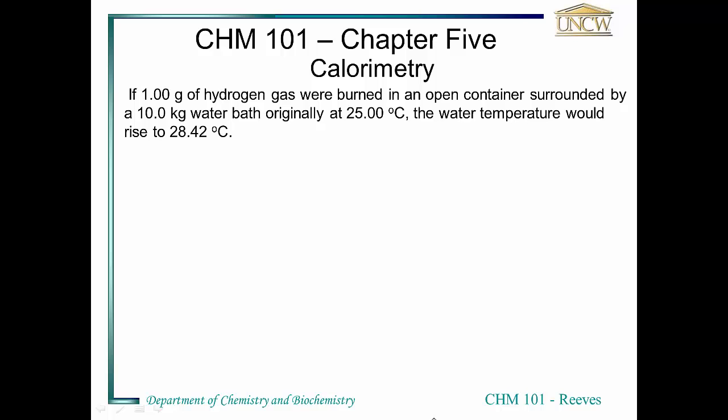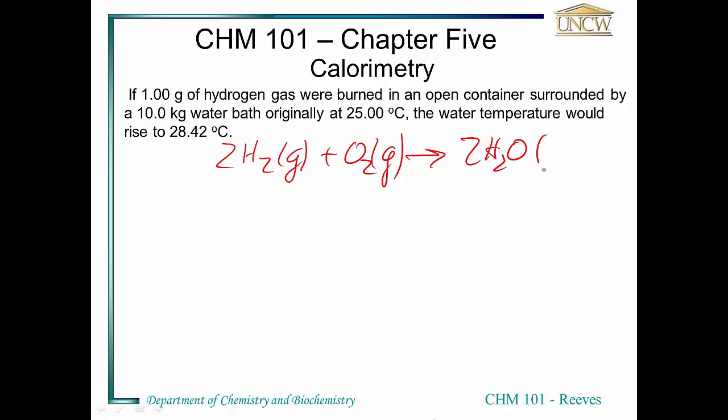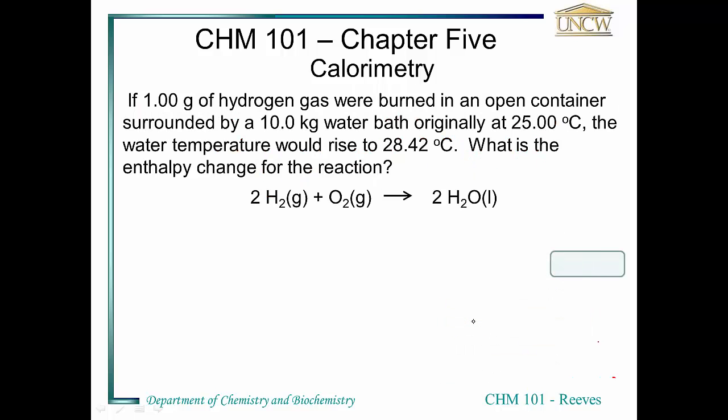And so first we can write the balanced equation for the combustion of hydrogen, which is 2H2 gas plus O2 gas goes to 2H2O, which is a liquid. So with this balanced equation, we can relate the amount of heat to the amount of material, and then relate that back to the amount of material associated with the balanced equation, just as we did in the previous example. But first we have to determine the heat that flowed into the water.